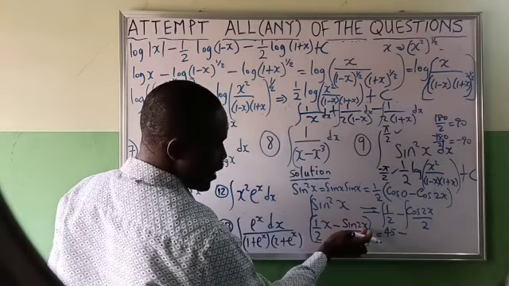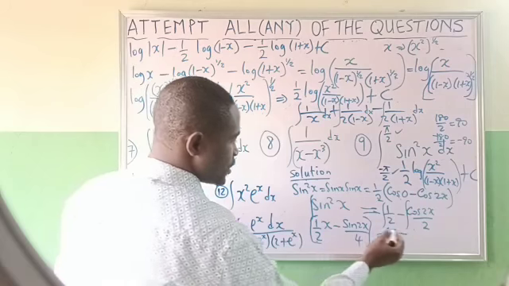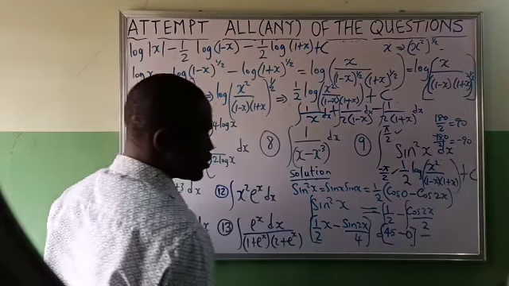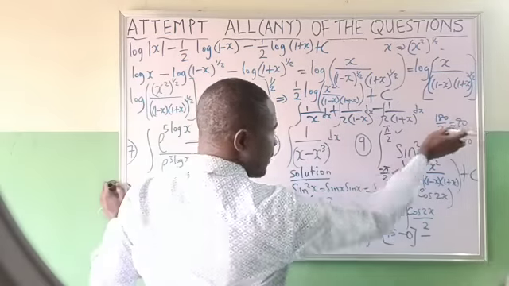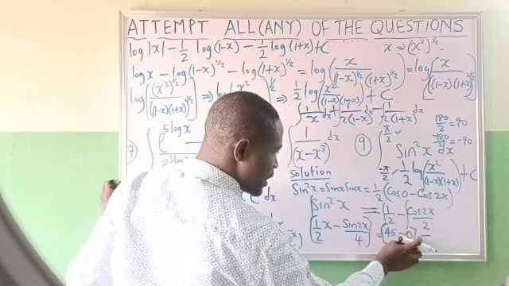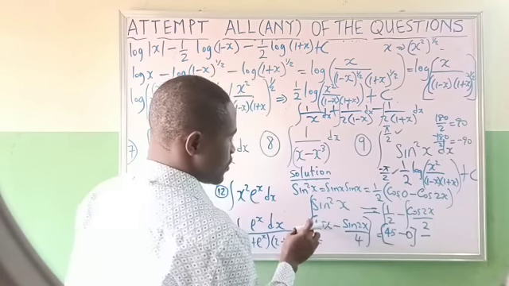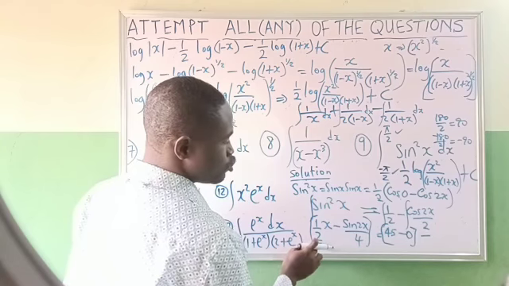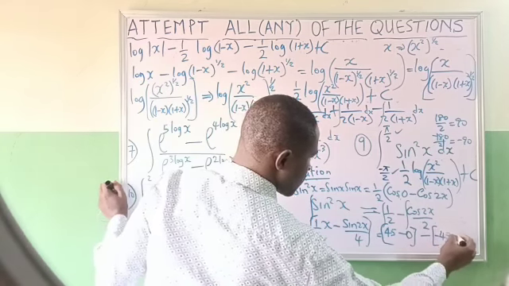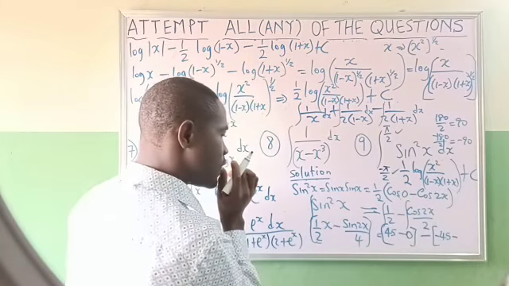90 over 2 will give me 45 minus, I will still carry that 90 to put it here. 2 times 90, 180. Sin 180 is 0. 0 over 4 is 0. I will have 45 minus, I have put my upper limit inside everything here and I get the answer. I will now say minus, I will come to lower limit. Minus 90. Minus 90 over 2 will give me what? Minus 45.